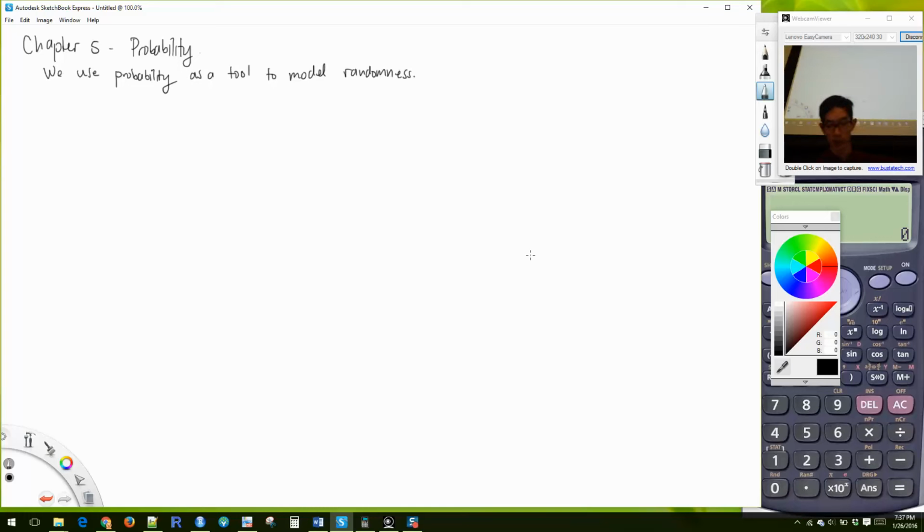And so today's class will focus on learning the rules of probability as we try to model randomness, okay? And randomness, if we think about it, can be said to be the source of variation, or is one of the sources of variation. Yes, randomness is a source of variation.